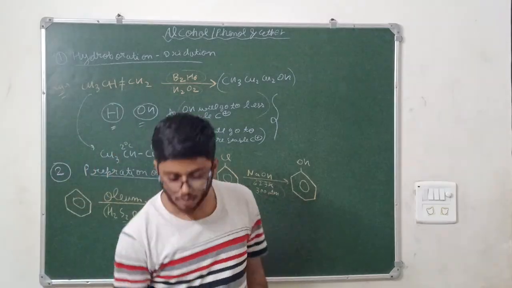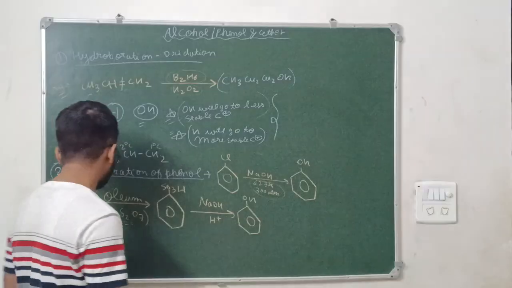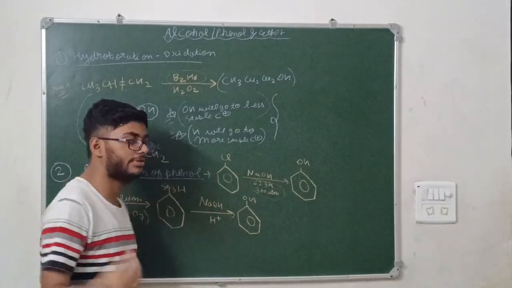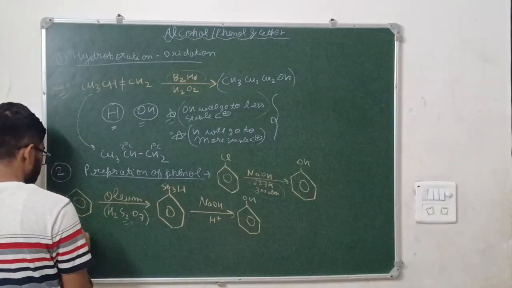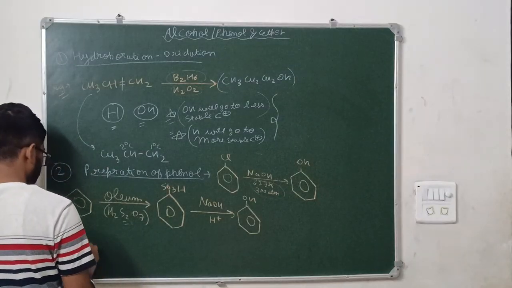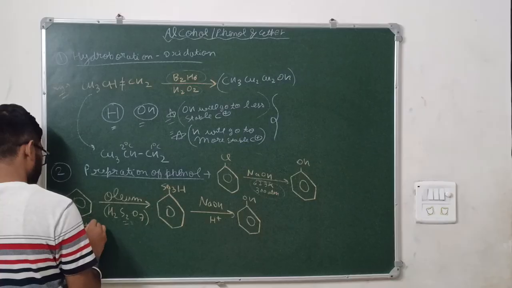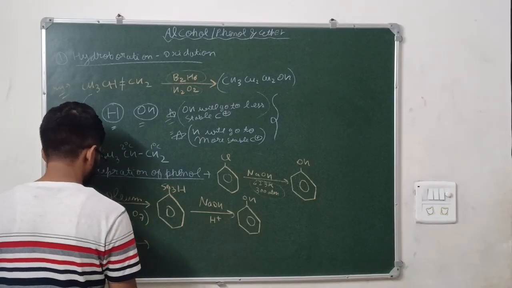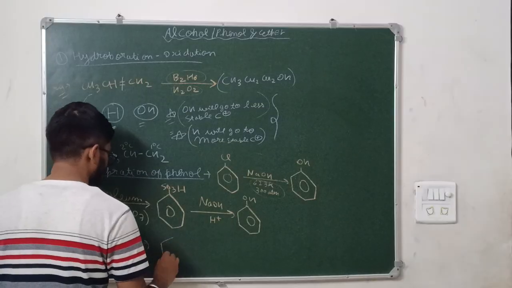Now let us go to the third method. The third method is one I have told you about in the previous video, the Sandmeyer reaction. By this you can prepare phenol. How? See, this is aniline, and you react it with NaNO2 and HCl. So you get the diazonium salt.